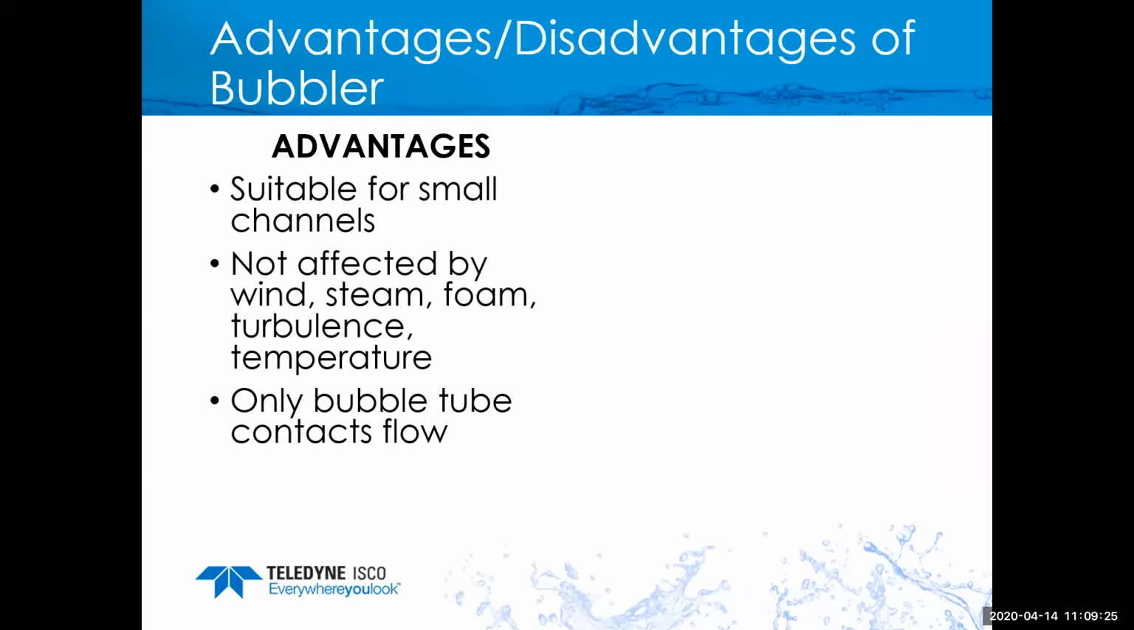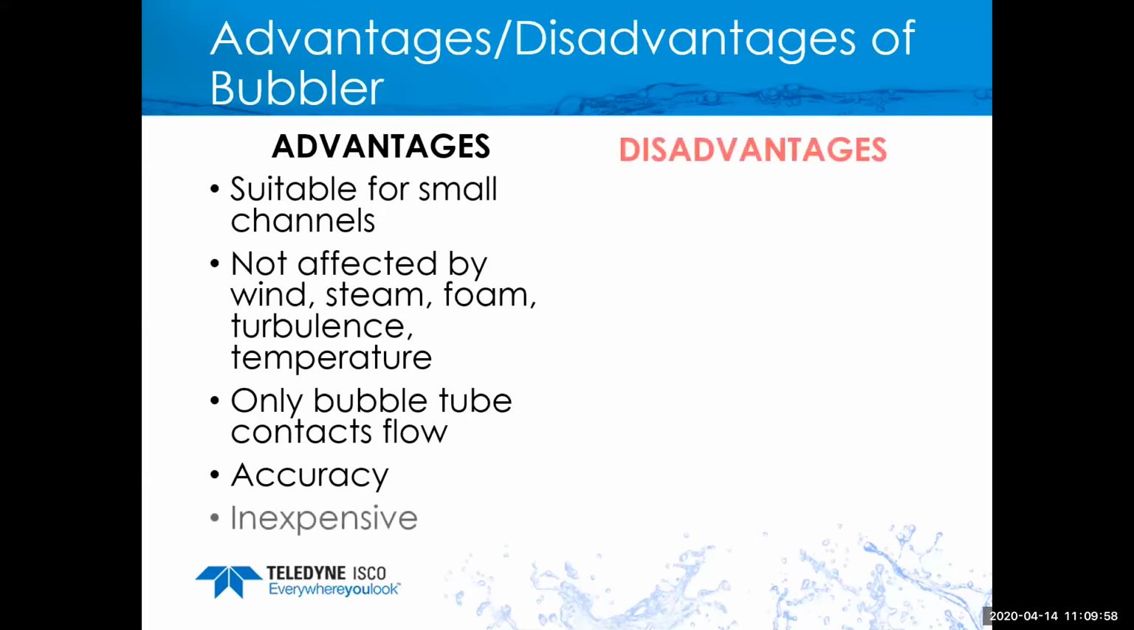And only the bubble tube comes in contact with the flow stream. The advantage of that is that if something were to damage the bubble line, it's inexpensive to replace that vinyl bubble line, or you may even have a stainless steel bubble tube. So we have no electronics in the flow stream, and so if you did have to replace your bubble line, it's usually fairly easy and inexpensive. And you'll find that the accuracy of a bubble level sensor is very similar to an ultrasonic sensor. And as I mentioned before, the bubble line is inexpensive to install.